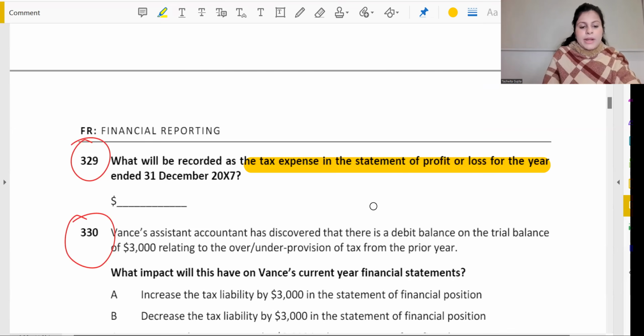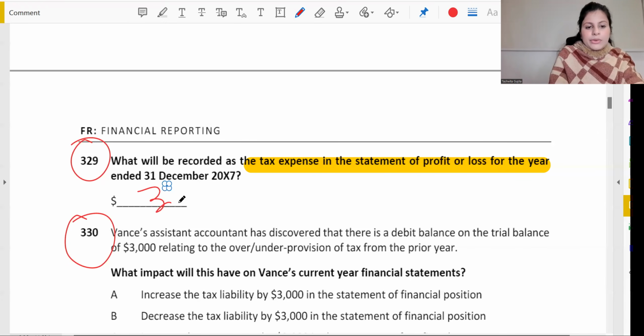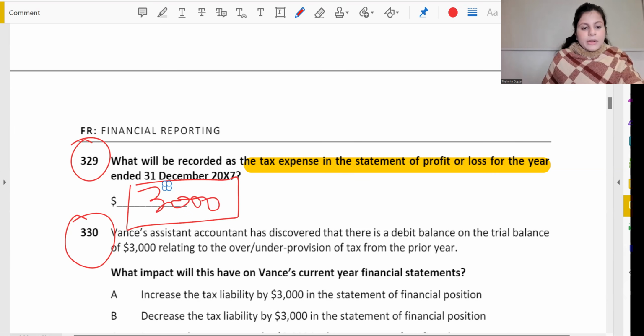So let's see if it is available. Okay, it's fill in the blank. So my answer is $3,000. That's my tax expense, net tax expense. Are we clear on this? Are we all clear on this? Yes? All clear? Okay.